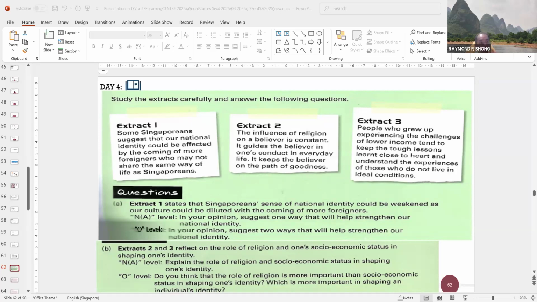This will really help you, Yijiang. This will definitely help you in your extract 1, 2, and 3. Okay, we are going to do that.